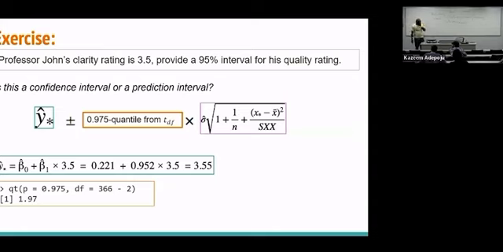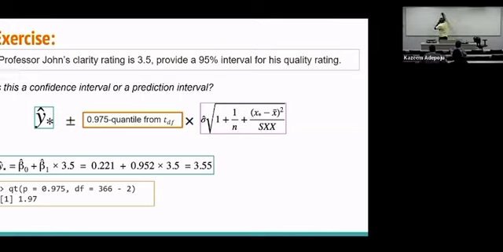If they say 95%, where do I get the 0.975 quantile from? I'm going to show you now. I need everyone to pay attention now so that you'll be able to see how I got that. Statistics is very, very easy.